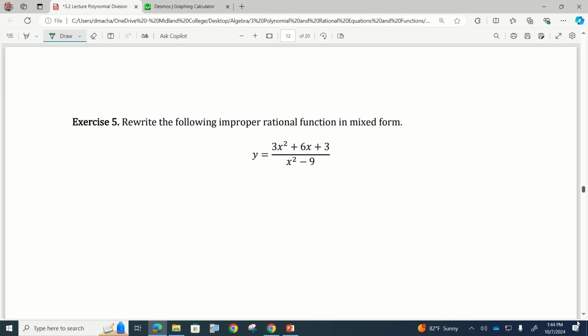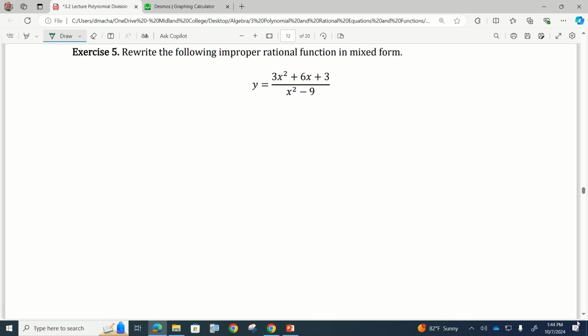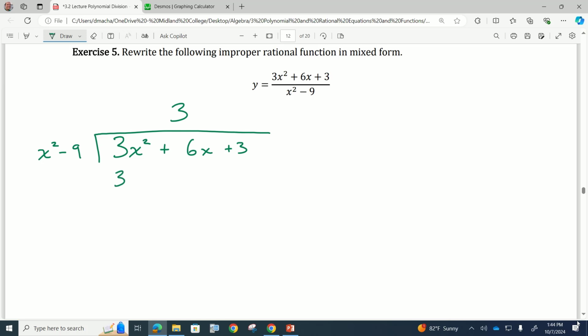And here's our next example. We've got, rewrite this in mixed form. And again, this is an improper rational function. So I can write 3x squared plus 6x plus 3 divided by x squared minus 9. So the first question we should ask is, what times x squared is going to give me 3x squared? 3. So 3 times x squared is going to give me 3x squared.